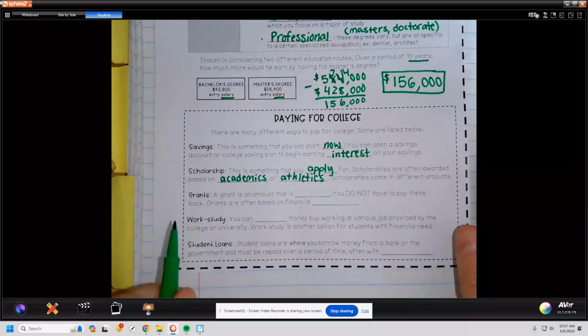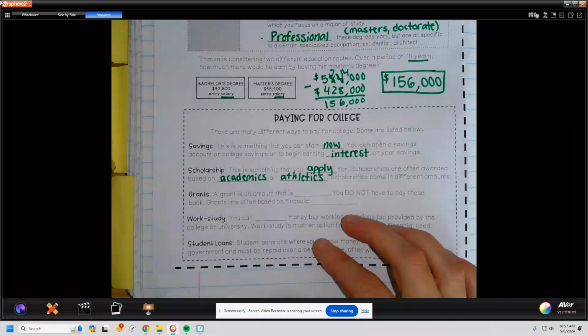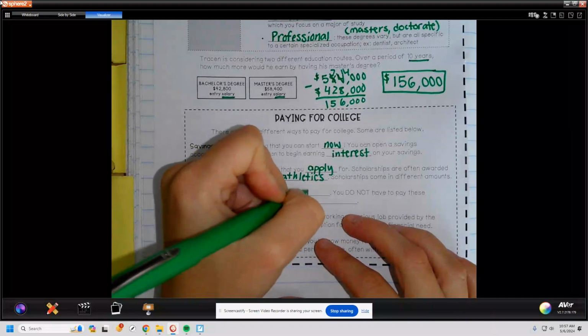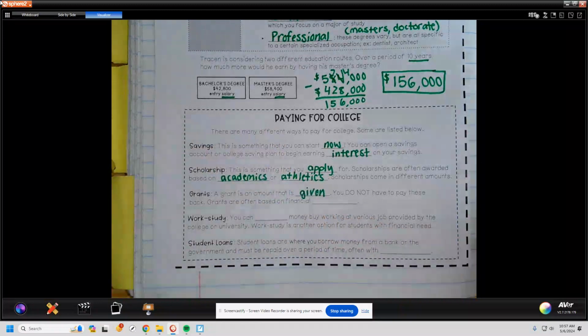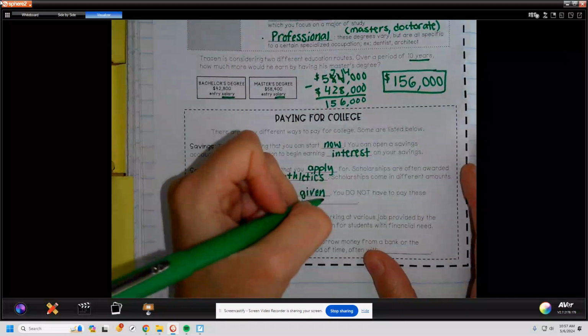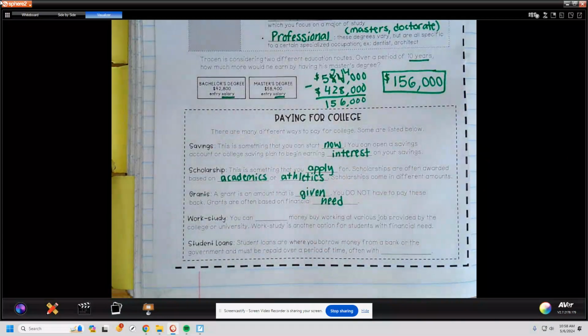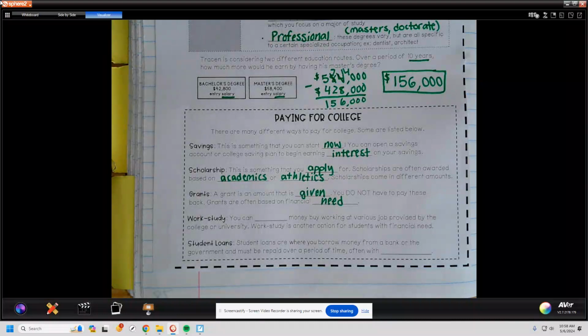All right, next thing is grants. A grant is an amount that is given. That's basically where the government gives you money to help you pay for college. These are based on financial need, like based on how much money your family has. If your family doesn't have enough money to pay for you to go to college, you can apply for a grant and you don't have to pay it back.